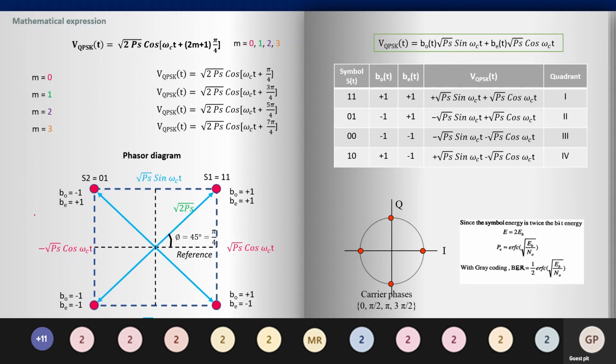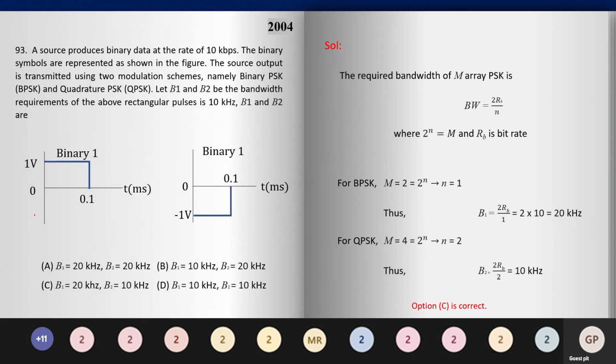Okay, so there is only one problem asked in QPSK, in the year 2004, that we'll see now. A source produces binary data at the rate of 10 kbps. What kbps means is how speedily the data travels. That is RB, and RB is given here as 10 kbps. So the binary symbols are represented as shown in the diagram. Okay, so this is for binary, and here we have two different cases. The source output is transmitted using two modulation schemes: one is BPSK, another one is QPSK.